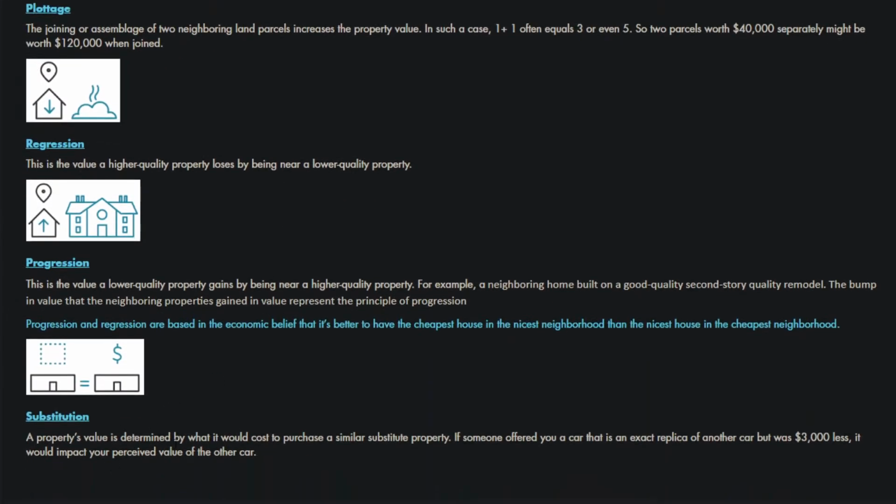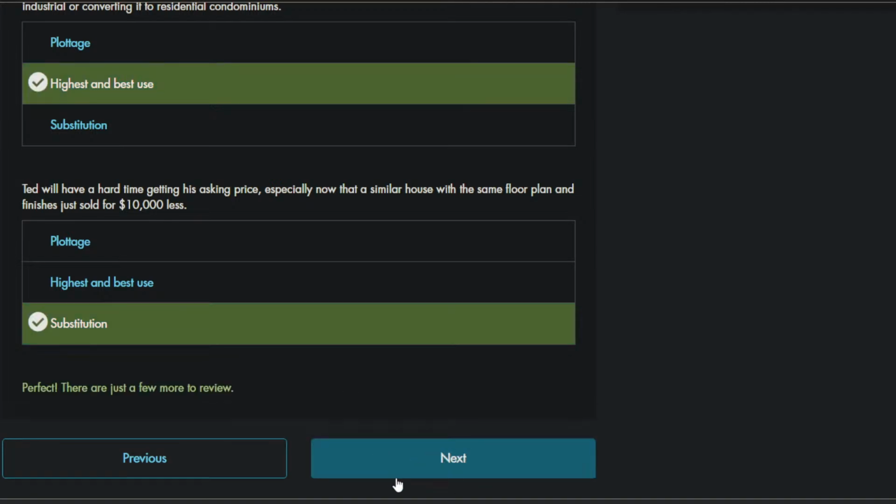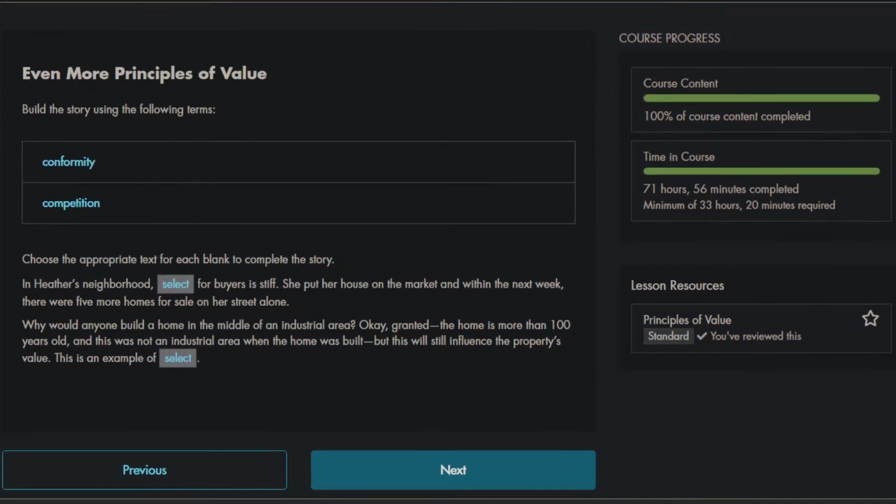A property's value is determined by what it would cost to purchase a similar property. Okay, so because another house is for 10,000 less. Okay, all right. So he told you I'm not perfect on this stuff. Even more principles of value. Build the story using the following terms. Choose the appropriate text for each blank.